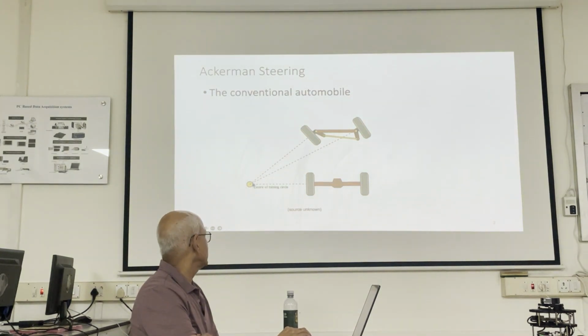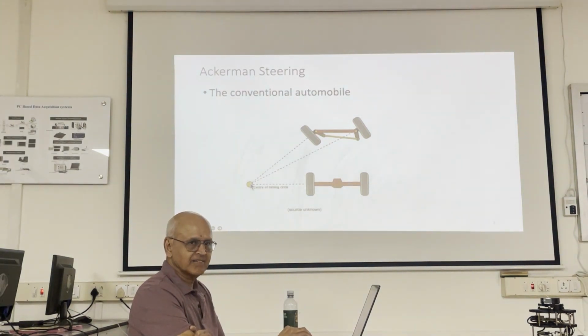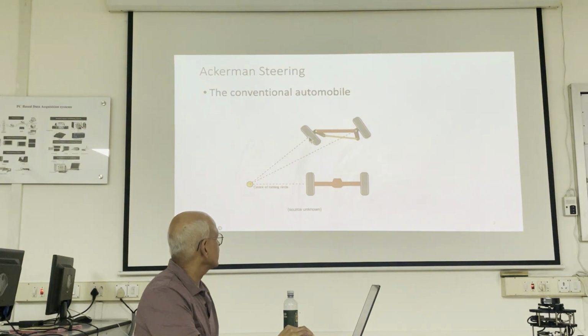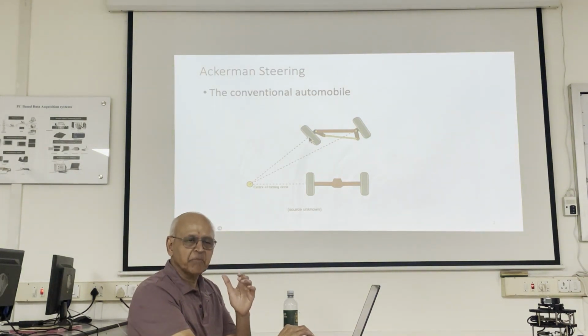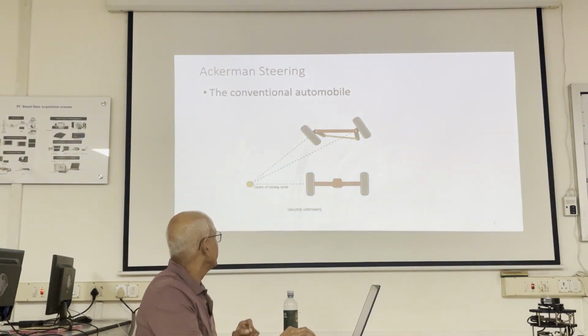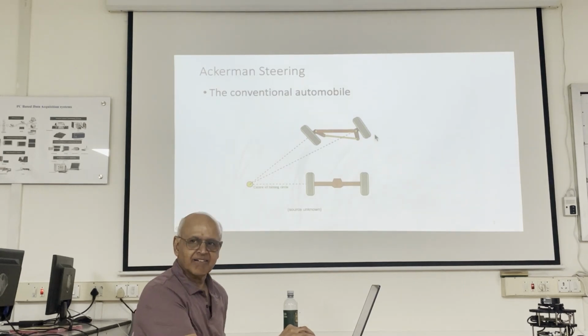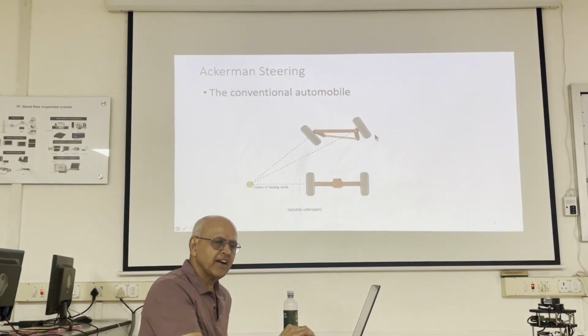This tire is closer to the center of turn, the ICC. That tire is further out, right? If they were parallel, then one of them would be dragged on the ground when you turn, because this is on a shorter circle. Can you see? Yes, both circles have the same center, but this one is on a shorter radius. That one is on a longer radius. They cannot be parallel. If they are parallel, you'll be dragging the tires.